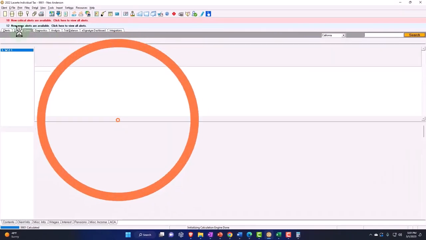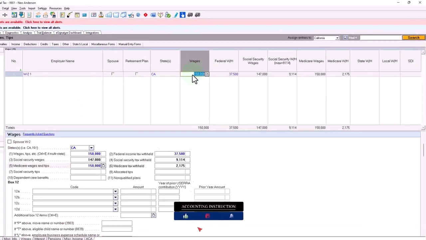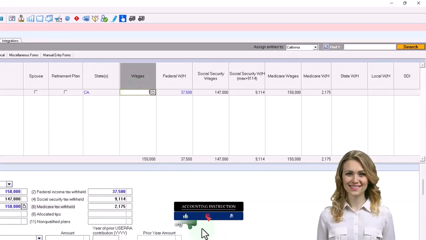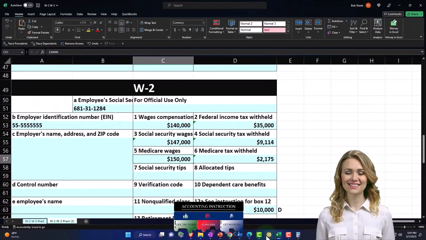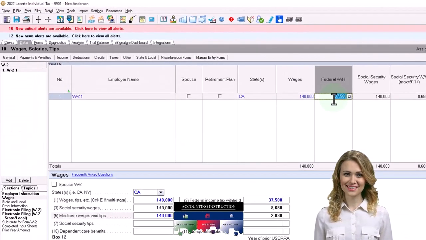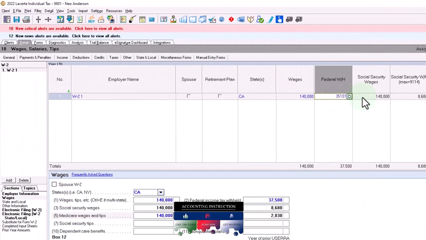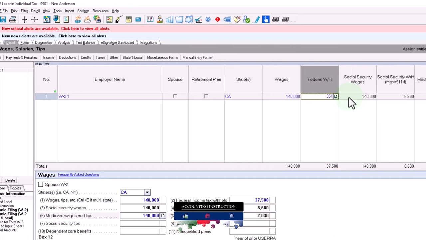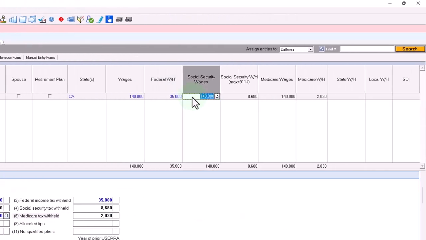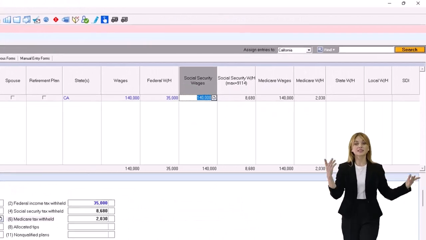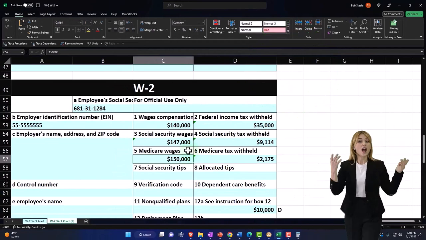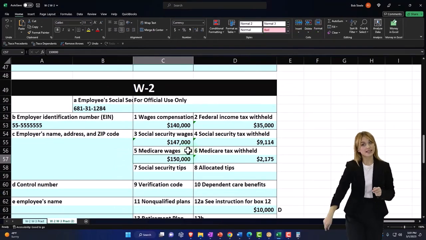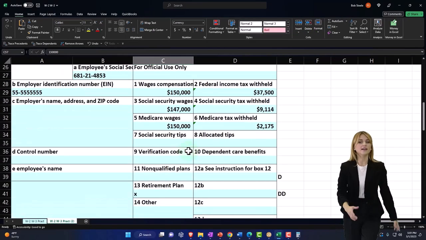So this usually happens for a higher income individual, of course. So now we're gonna say box one says 140,000, right? That's what box one said. And then box two is 35,000. So I'll say, okay, 35,000. And then box three is Social Security, which is capped for us once again at 140,000. It should be 140,000.